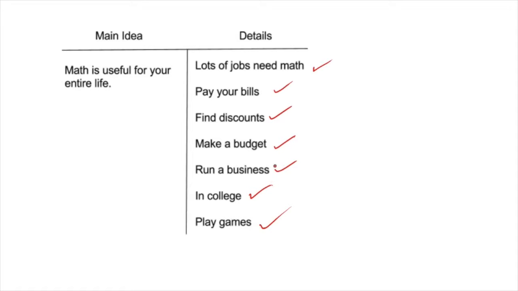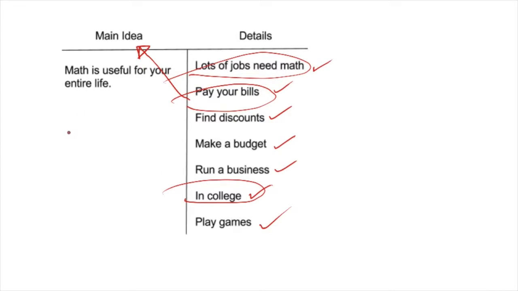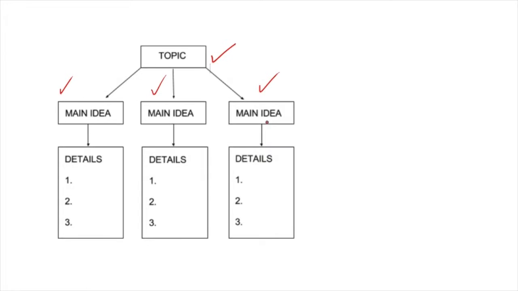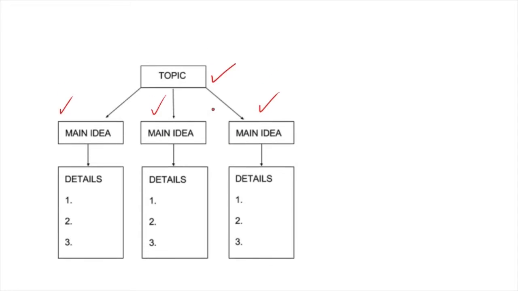So what your student is going to do is pick about 3 of these details that they like the best to explain their main idea. And that's going to make up one of your body paragraphs. It's as simple as that. So once you pick your 3, you go back to this graphic organizer and you write them in. 1, 2, 3, easy peasy. You do the same thing for the rest of your main ideas, and now you're ready to write your essay.